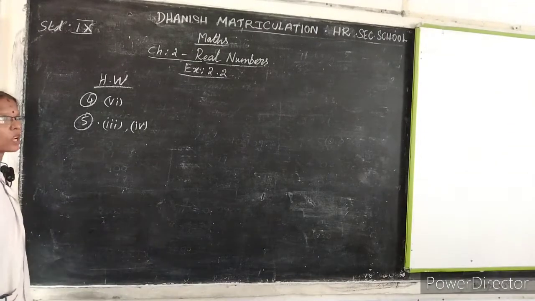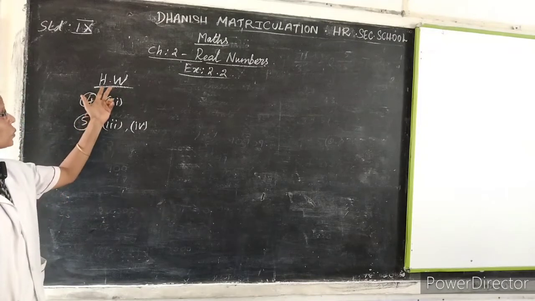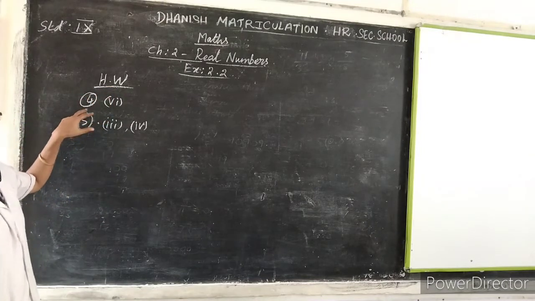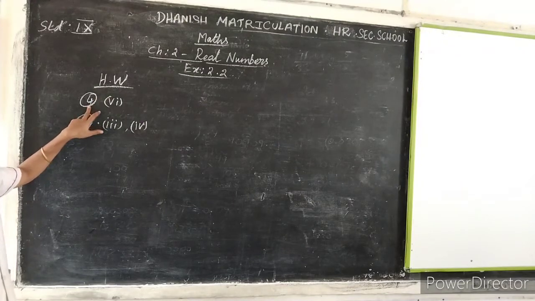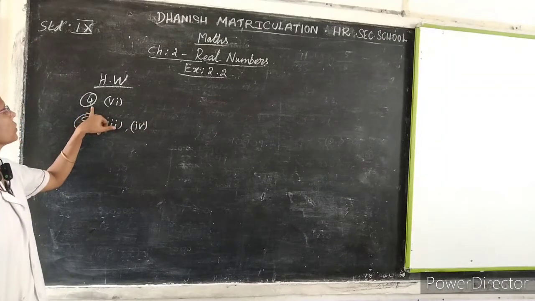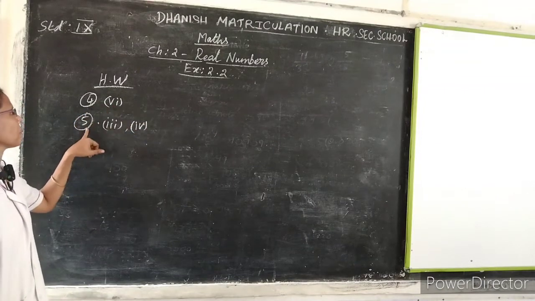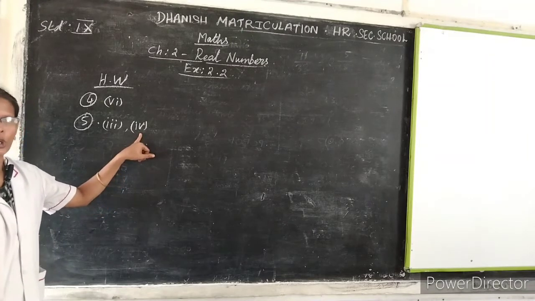So students, copy down these worked out sums in your classroom notebooks and do these homework sums in your homework notebooks. Homework sums are question number 4 from exercise 2.2, fourth subdivision, and from question number 5, the third and fourth subdivisions.